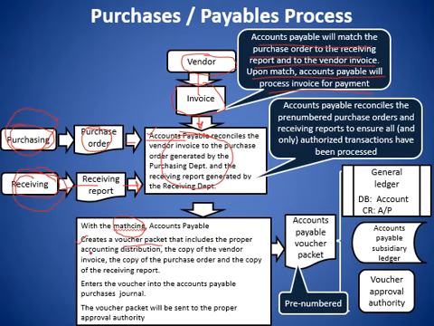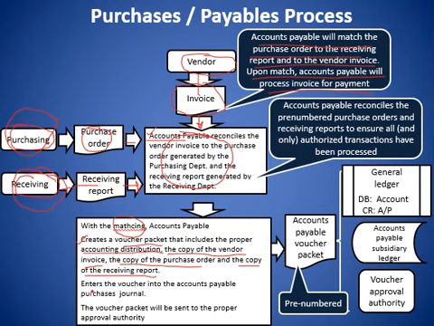includes the proper accounting distribution. In other words, the type of general ledger accounts the amount in question should go to. They also include the copy of the vendor invoice that was received, a copy of the purchase order authorizing the purchase, and a copy of the receiving report giving evidence that the items were actually received.